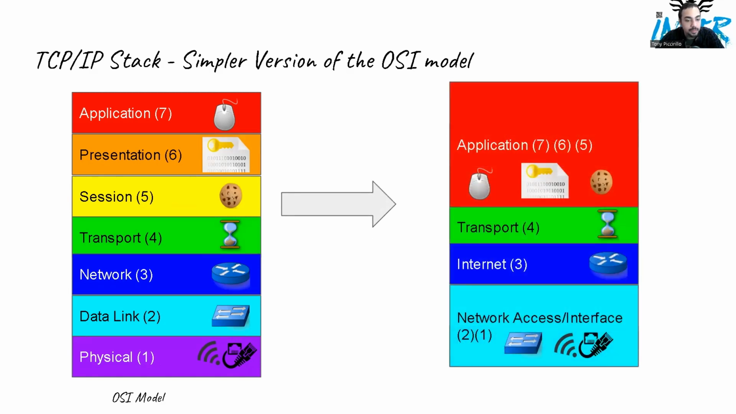So this is what the TCP/IP stack model looks like. Okay, so the TCP/IP stack model is a bit different. Layers 7, 6, and 5 of the OSI model, which all deal with communication at the computer level, are combined into one application layer. The network layer of the OSI model becomes the internet layer in the TCP/IP model, and the data link and physical layers of the OSI model are combined into the network access interface layer in the TCP/IP model.